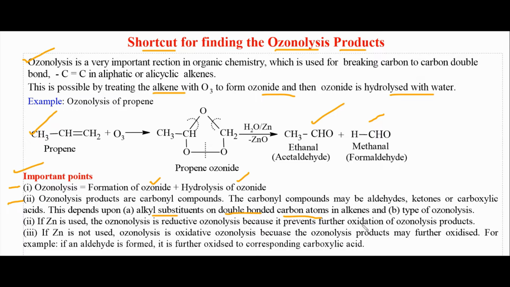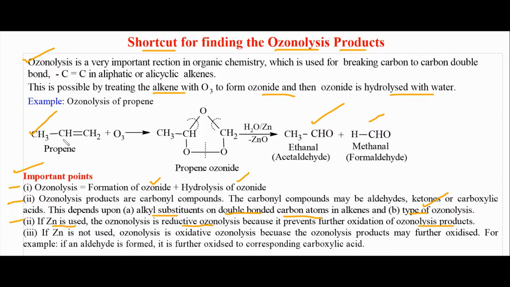Coming to second factor. Second factor is type of ozonolysis. There are two types of ozonolysis, reductive ozonolysis as well as oxidative ozonolysis. If zinc is used, it is known as reductive ozonolysis because it prevents further oxidation of ozonolysis products.